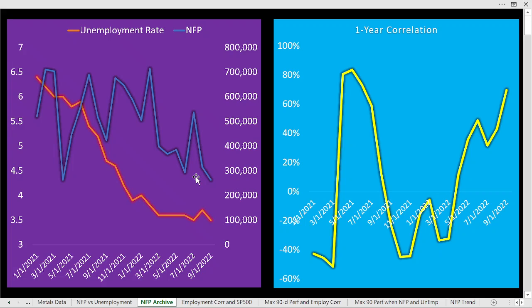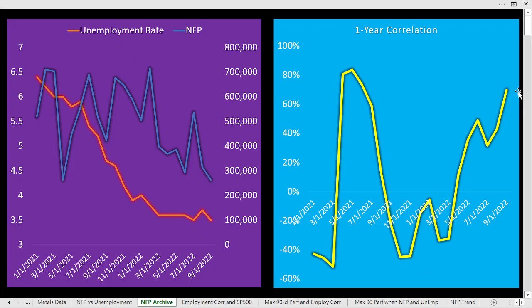Now, the right-hand side shows us the correlation between the two. A positive correlation occurs when both numbers in the data set are moving in the same direction. A perfect correlation is when both numbers move up exactly the same amount. And a negative number on the correlation indicates numbers are moving opposite of one another. In a normal situation, we would expect a negative correlation. Unemployment down, non-farm payroll up.